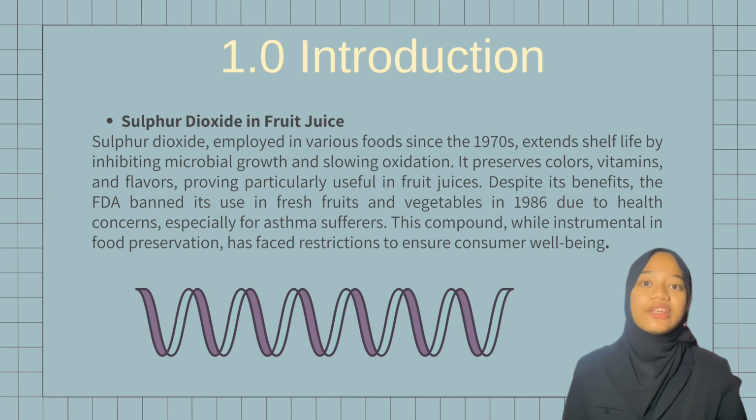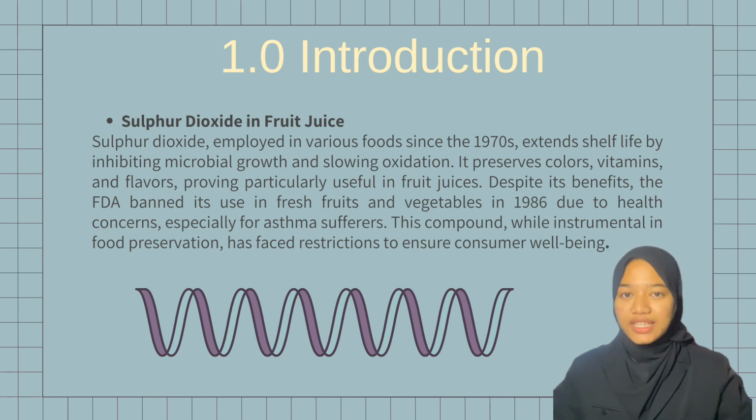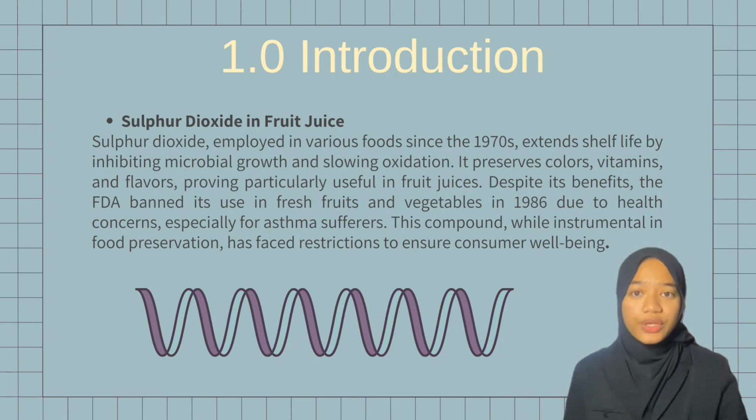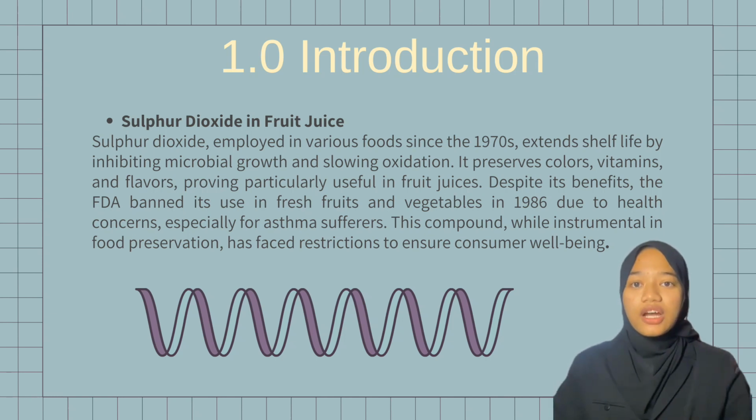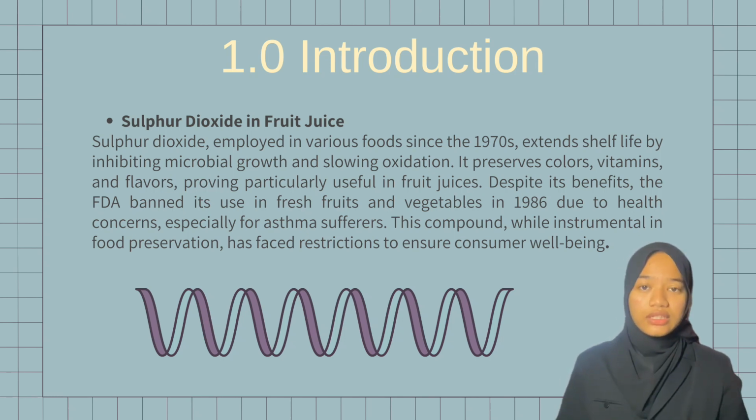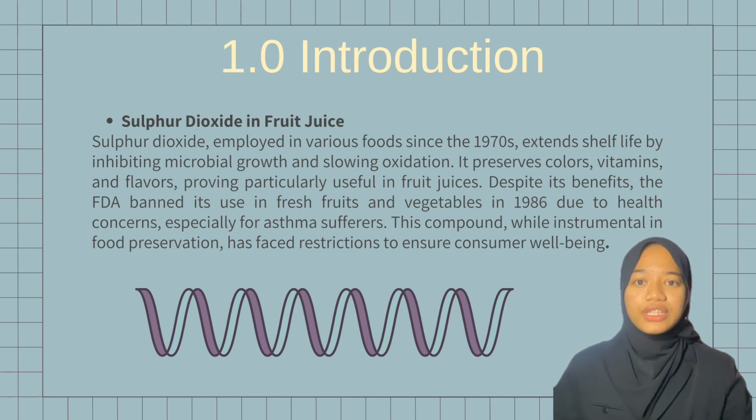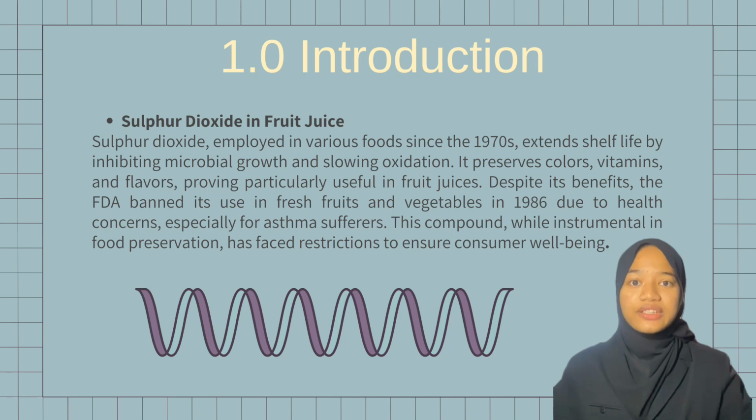Sulfur dioxide, employed in various foods since the 1970s, extends shelf life by inhibiting microbial growth and slowing oxidation. It preserves colors, vitamins, and flavors, proving particularly useful in fruit juice. Despite its benefits, the FDA banned its use in fresh fruit and vegetables in 1986 due to health concerns, especially for asthma sufferers. This compound, while instrumental in food preservation, has faced restrictions to ensure consumer well-being.